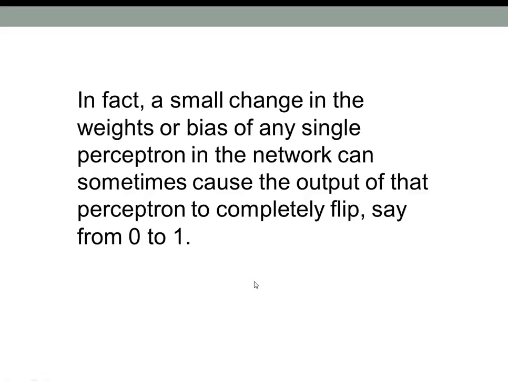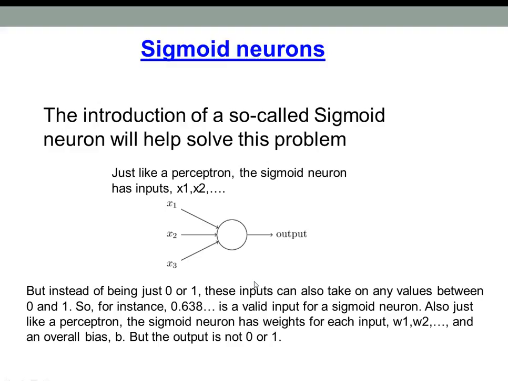In fact, a small change in the weights or bias of any single perceptron in the network can sometimes cause the output of that perceptron to completely flip, say from 0 to 1. So now they're not talking here about using probabilities. They're talking about just a threshold. There's just going to be 0 or 1, I think. So if you're not careful, if you just make a small change in a weight, it's going to make a big change in the output. That we want to avoid, but that's not necessarily easy to avoid, is what they're saying here.